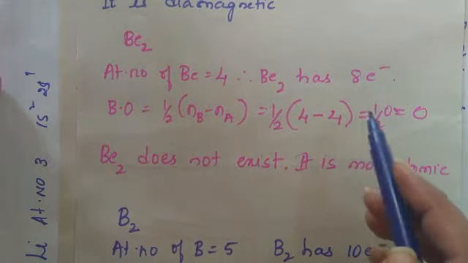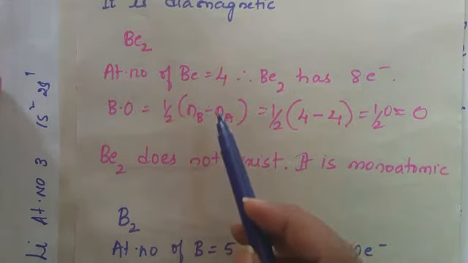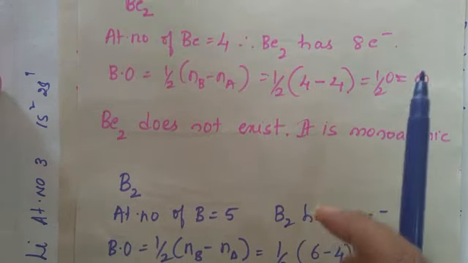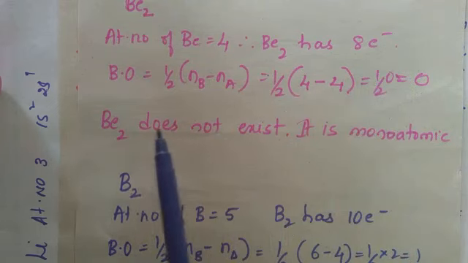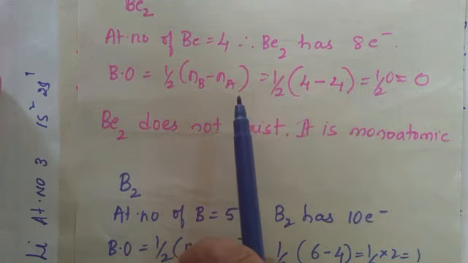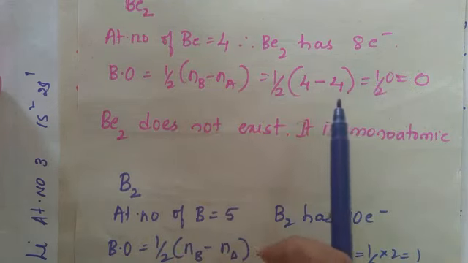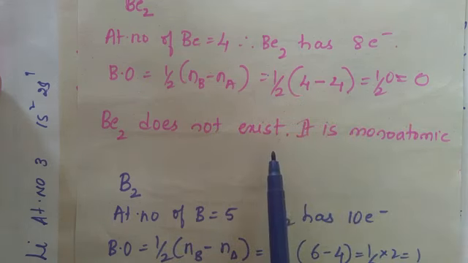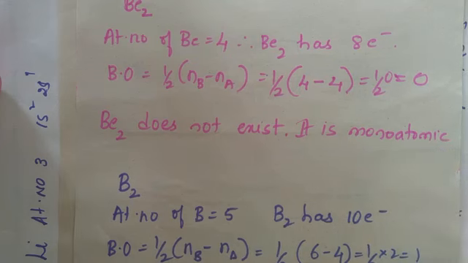So it will be, as I said, the beryllium molecule. The atomic number of beryllium is 4. Therefore the beryllium molecule should have 8 electrons. Bond order is half of Nb minus Na, that is half of 4 minus 4, equal to 0. So the beryllium molecule does not exist. It is monoatomic in nature.